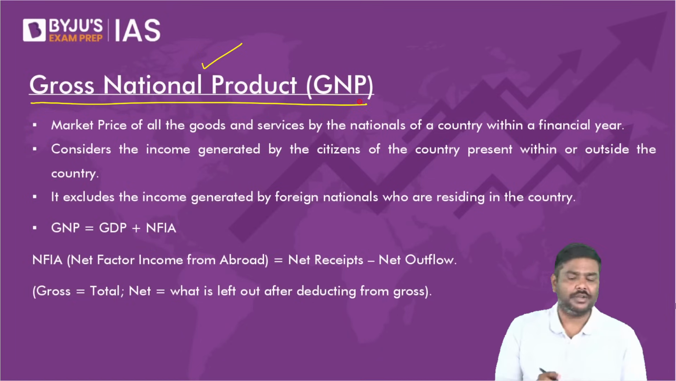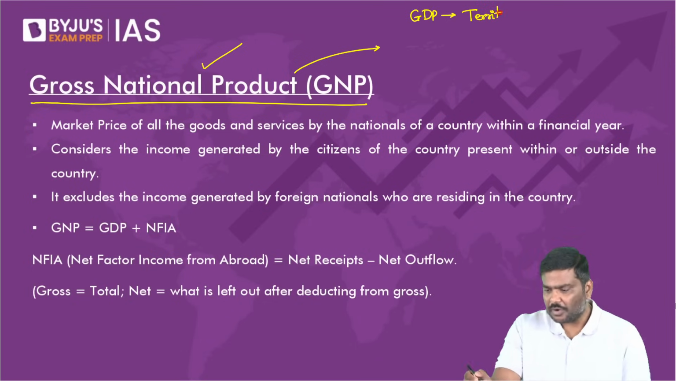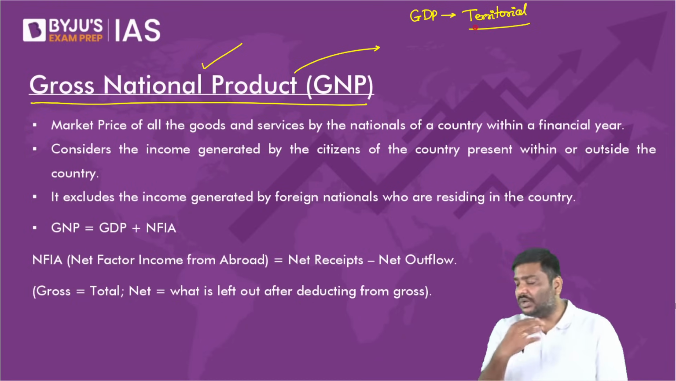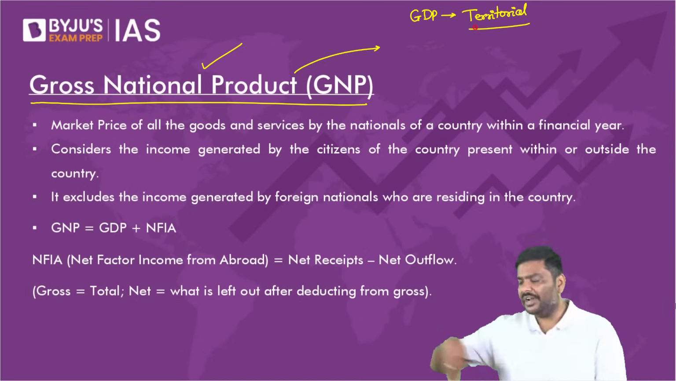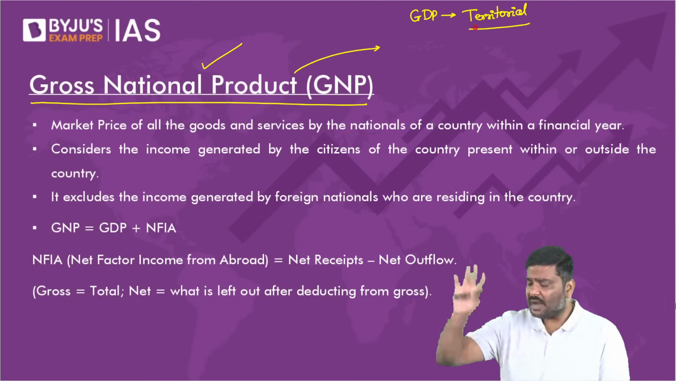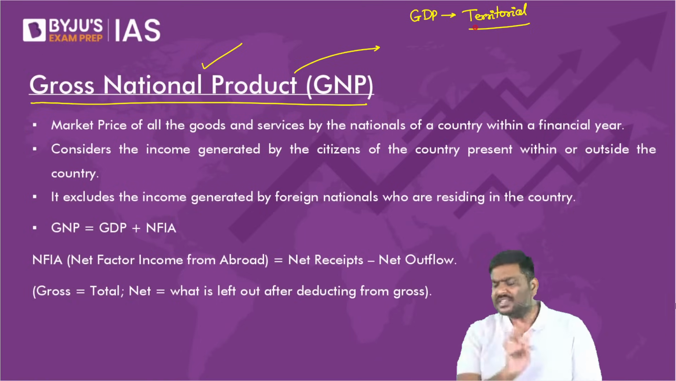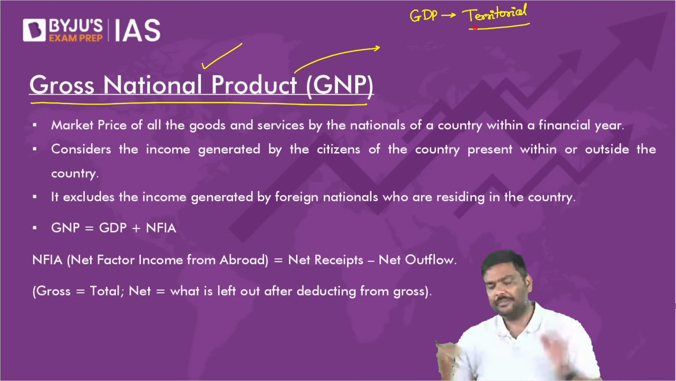Follow the discussion. Gross domestic product focuses on territorial production. Correct? If I'm wrong, please do let me know. Territorial means, within the territory of India, how much is the market price of all the goods and services which are produced? Get the sum total of it, you will get GDP.